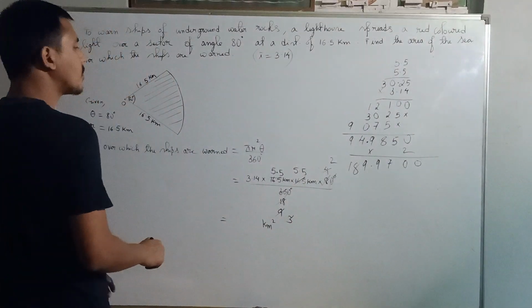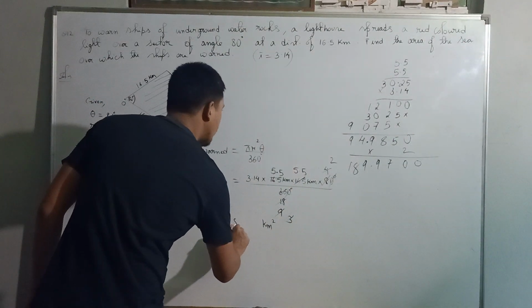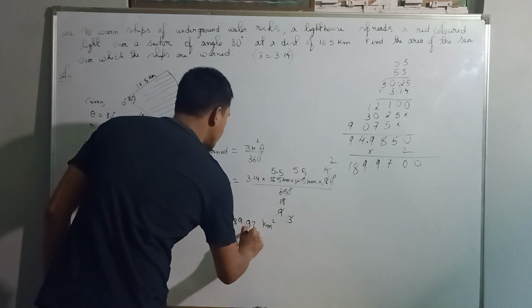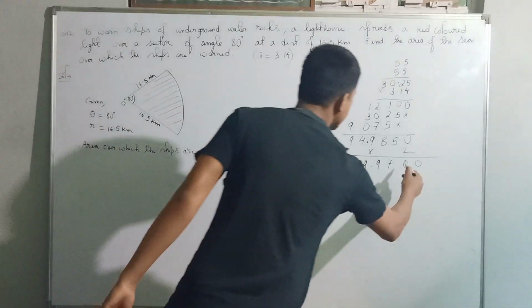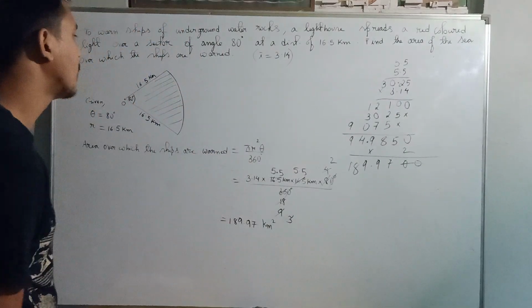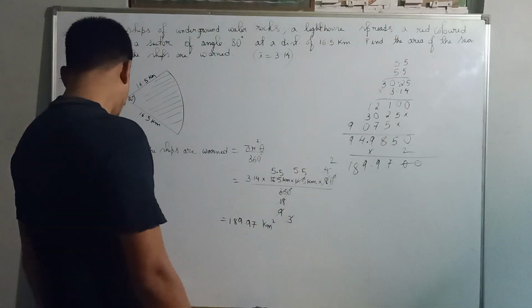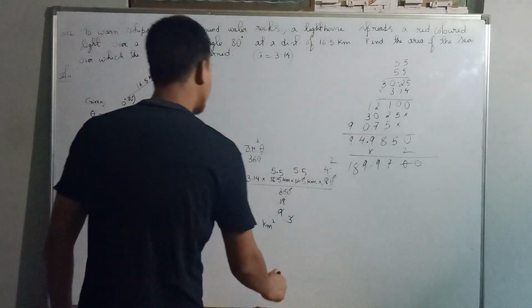So the area over which the ships are warned is 189.97. After decimal, zeros can be neglected. So 189.97 square kilometers. So that's it.